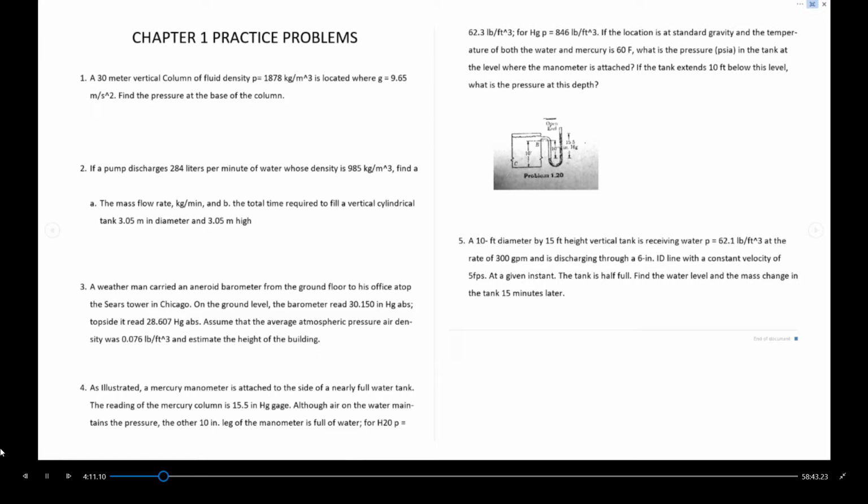Let's jump on to practice problem number 2. If a pump discharges 284 liters per minute of water whose density is 985 kilograms per meter cube, find the mass flow rate in kilograms per minute and the total time required to fill a vertical cylindrical tank with a diameter of 3.05 meters and a height of 3.05 meters.